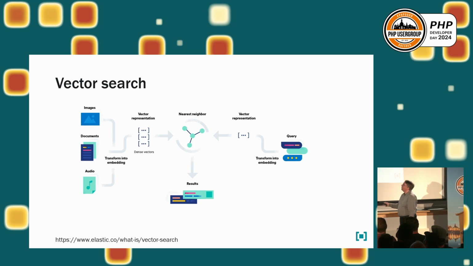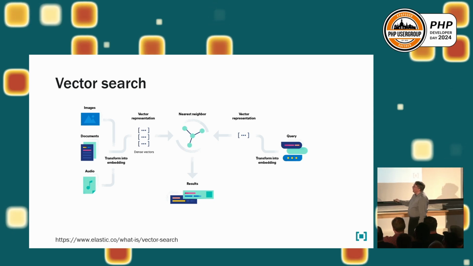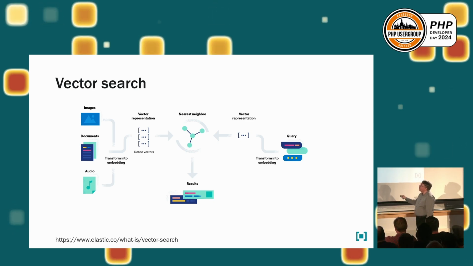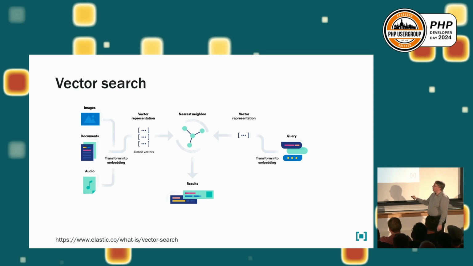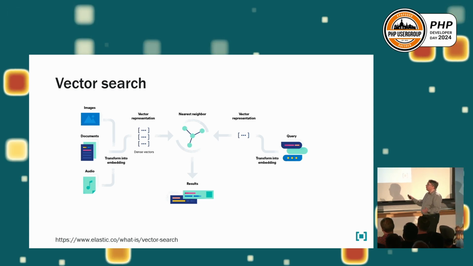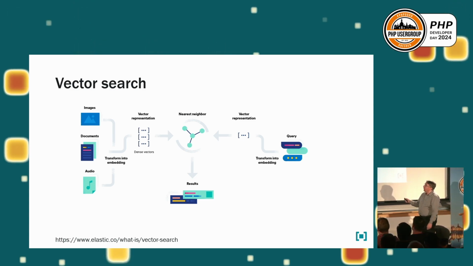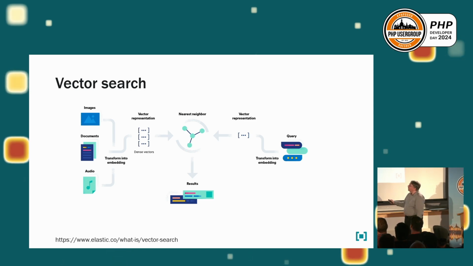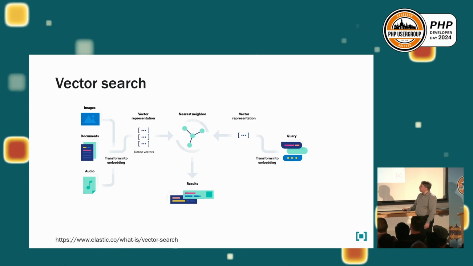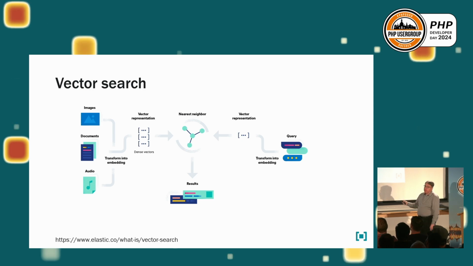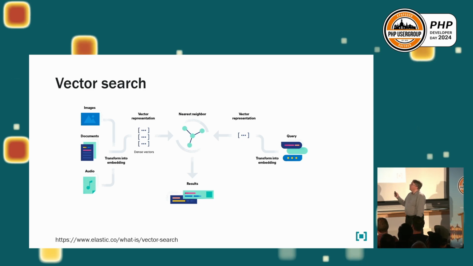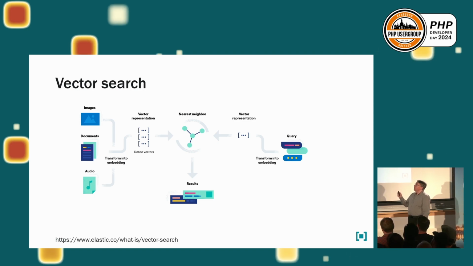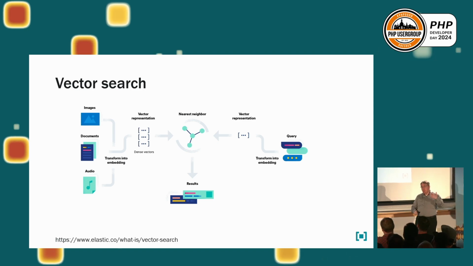In layman's terms: you have any kind of document on the very left-hand side. It can be an image, a text file, an audio file, anything. And some magic turns that into a vector. Your search query is also turned into a vector. The theory is that data that is similar has a similar vector.